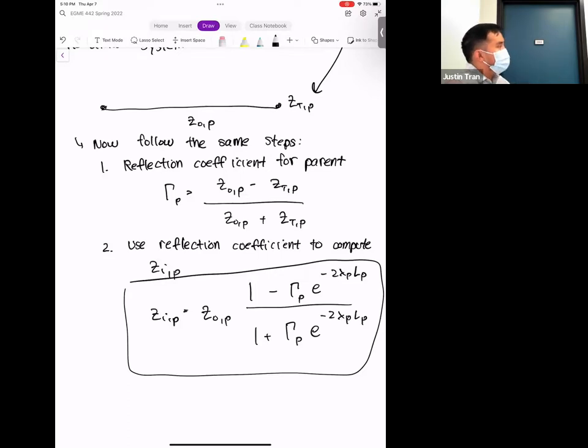So that's kind of the algorithm. The algorithm is to start from the backs of the tree. That's where you have the terminal impedances. Use those to compute the input impedances along the way until you finally reach the vessel that you're interested in. All right. Any questions on this? Is that an equal sign? It is an equal sign, yes.